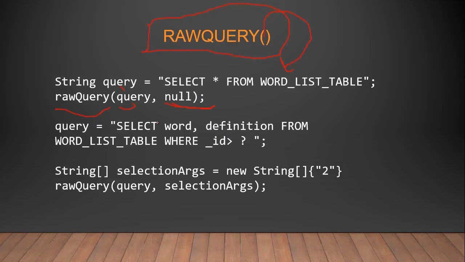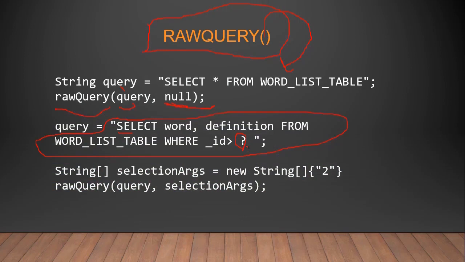And if you do not want to use a where condition, make sure that you pass null and write your query as simple as this: select word definition from word list table where ID greater than placeholder. If you're from a JDBC or Java background, you might have worked with these placeholders. We will cover this also in the upcoming tutorials or in the next video. So the second parameter is the selection arguments, where you specify your arguments.